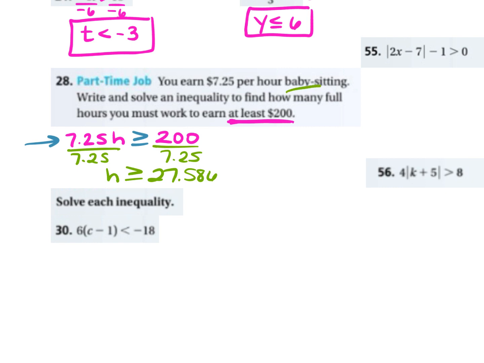Now it says how many full hours must you work to earn at least $200. That means you would have to work at least 28 full hours.